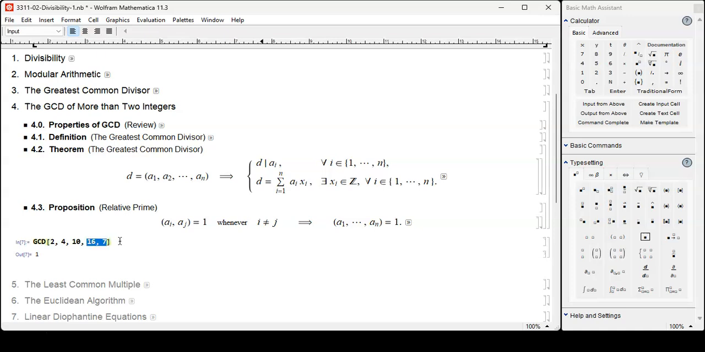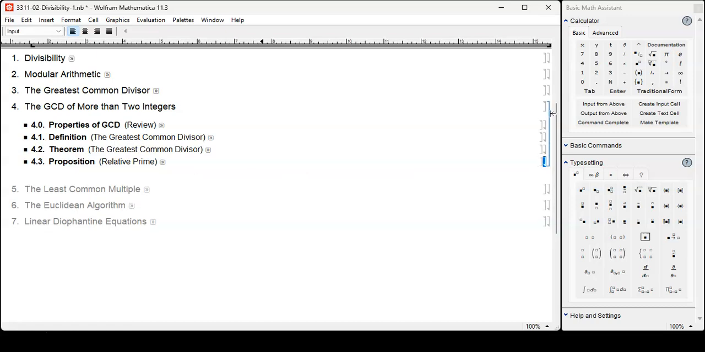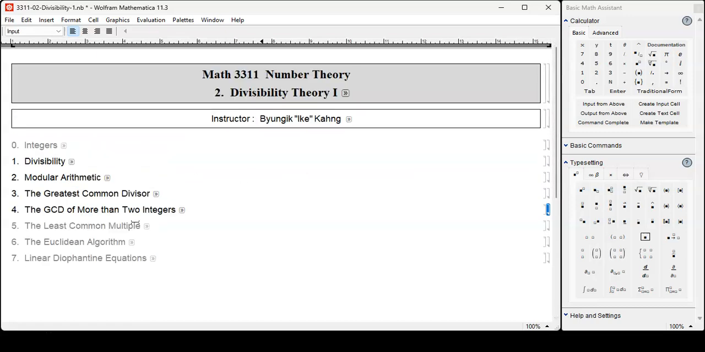16 and 7, yeah, that's relatively prime. 10 and 7, those are relatively prime. But 4 and 10, no. 10 and 16, no, they're not relatively prime. See? So those are some properties regarding the GCD of more than 2 integers. But that's about it, and that's where I'm going to stop. And I don't know whether the GCD of more than 2 integers will be necessary. I may write some exercise problems or homework problems on it, but that's going to be it.